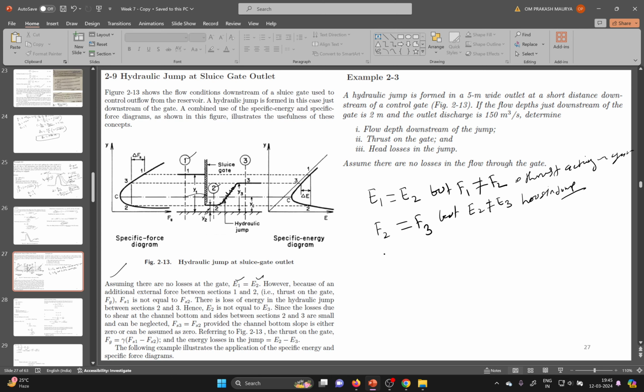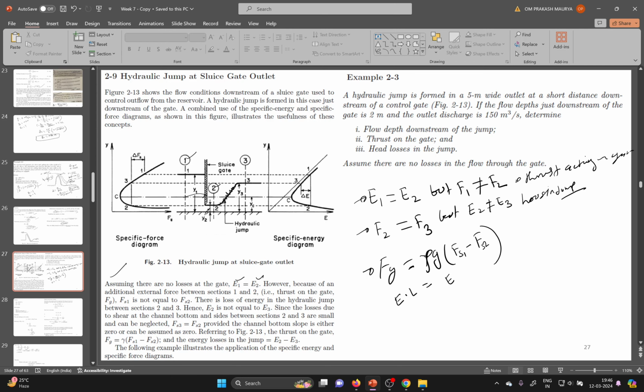And the magnitude of the thrust is rho g times the specific force, because this F represents the specific force, not the magnitude of the force. So F2 or S2 you can write here. So these are the three equations. And the loss in energy, how will you calculate it? You will calculate the energy loss.